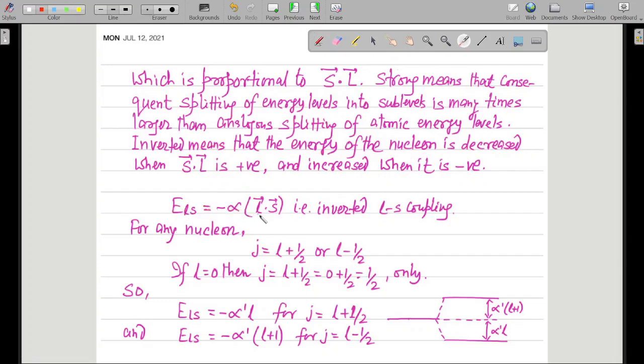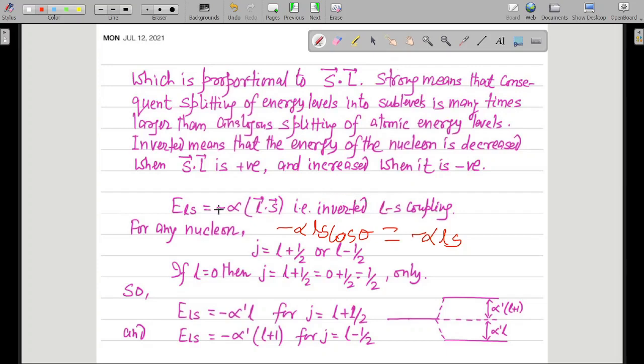E_LS equal to minus alpha L dot S, that is inverted LS coupling. Now dot product is commutative, that's why L has been written first and S afterwards, so it doesn't matter. Now you know this very well that it will be minus alpha LS, because cos theta will also be there, but the angle between them is 0. So minus alpha LS is the value, because cos 0 is 1.